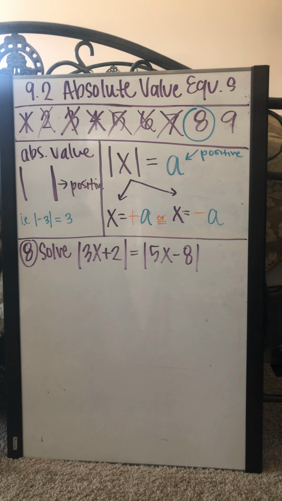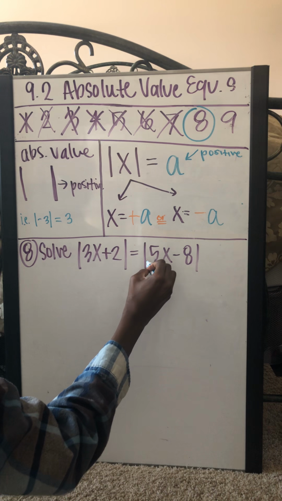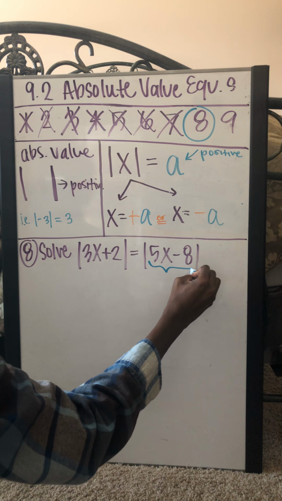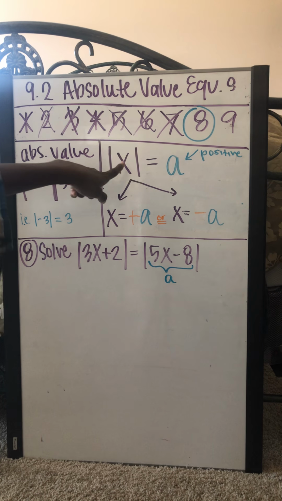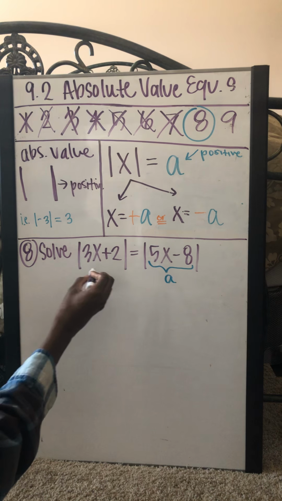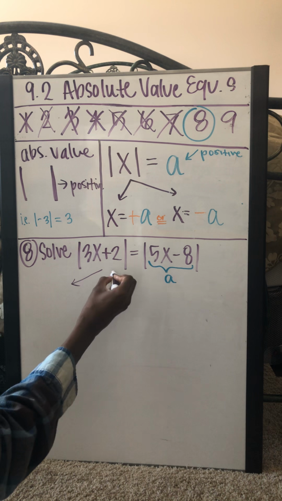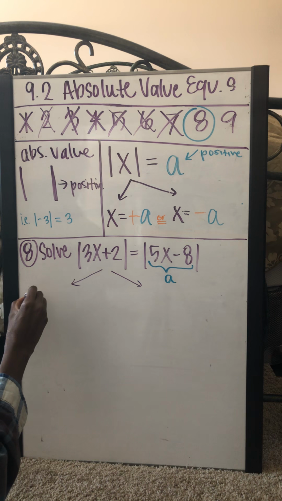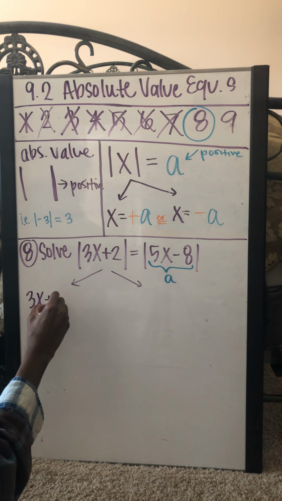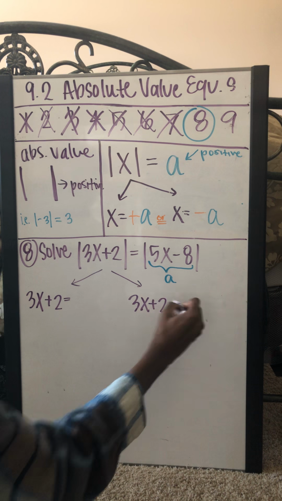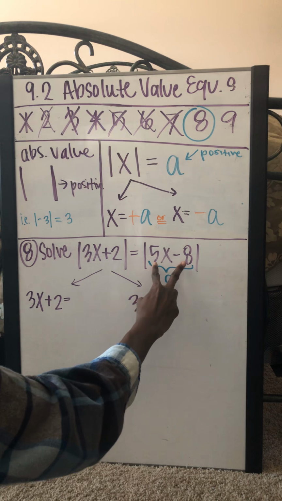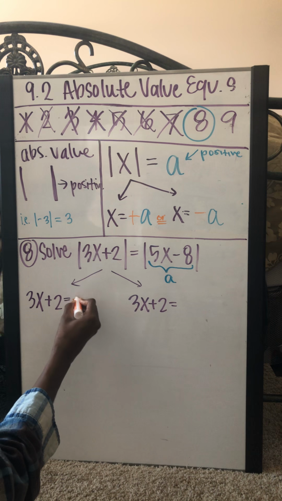So essentially, if you have two absolute value signs, essentially you can treat what's on the inside here like your A. Okay, so we are going to do the exact same thing that we did before. So we're going to take what's on the inside of this first absolute value and write it twice. 3x plus 2, 3x plus 2. And we're going to set it equal to the positive of A, which is the stuff on the inside.